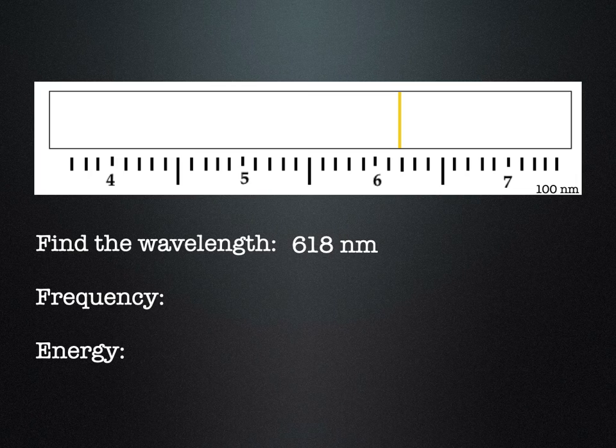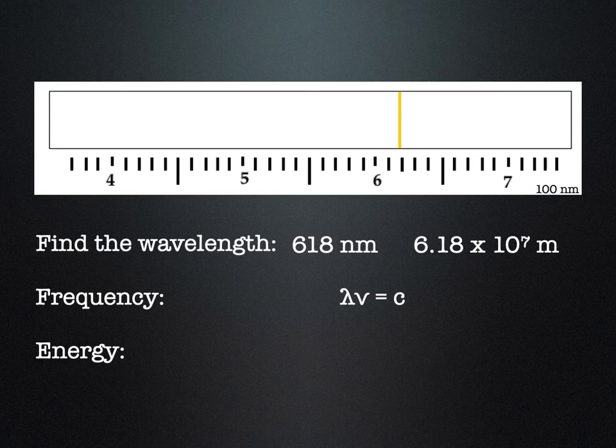Okay, so nanometers are 10 to the negative ninth meters. These are very, very short wavelengths. So if we convert this to scientific notation and meters, we should have gotten 6.18 times 10 to the negative 7th meters. Okay, once you have a wavelength, you can use the following equation to find frequency. So again, go ahead and pause the video, run your calculation here and tell me what the frequency of that light is.